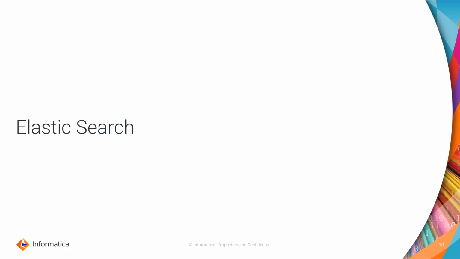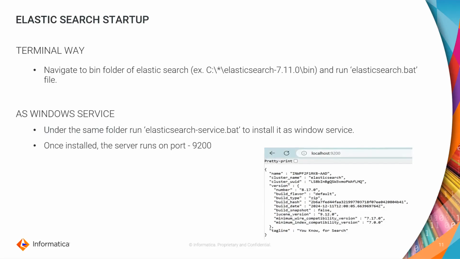Now we'll look into the installation of Elasticsearch. Before moving into installation, for any P360 setup, please look into the PAM or Product Availability Matrix to confirm the Elasticsearch version and install the respective version. Once Elasticsearch is installed, it can be started in two different ways, either in a terminal or installed as a Windows service to run in the background. First, we'll look at how to run it as a terminal.